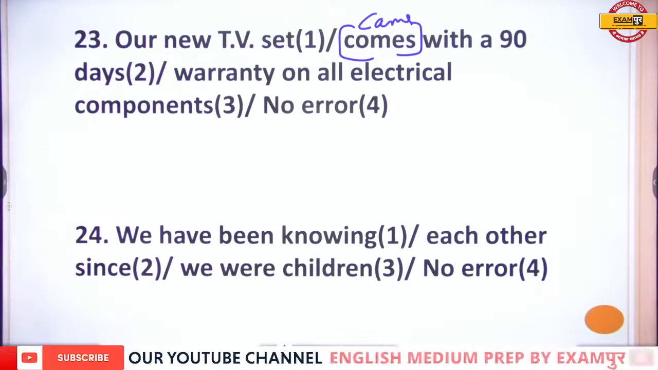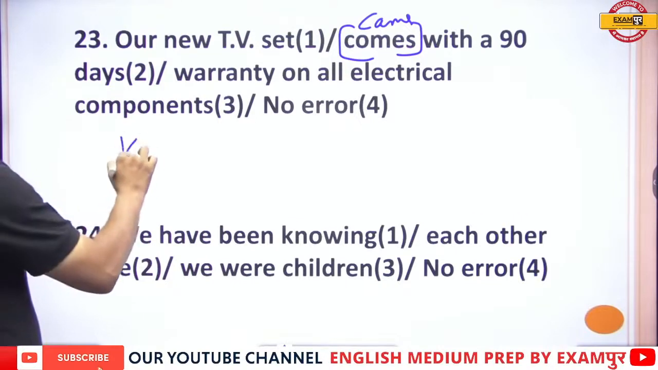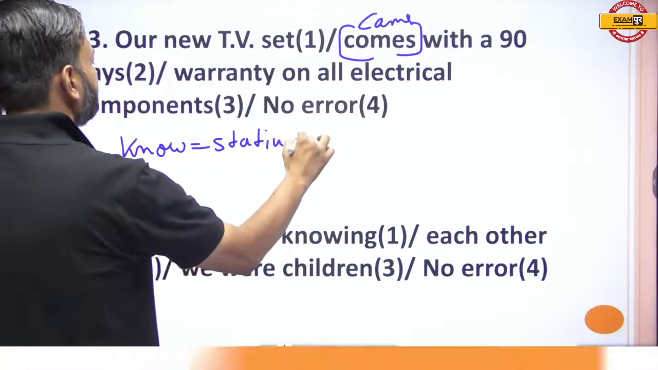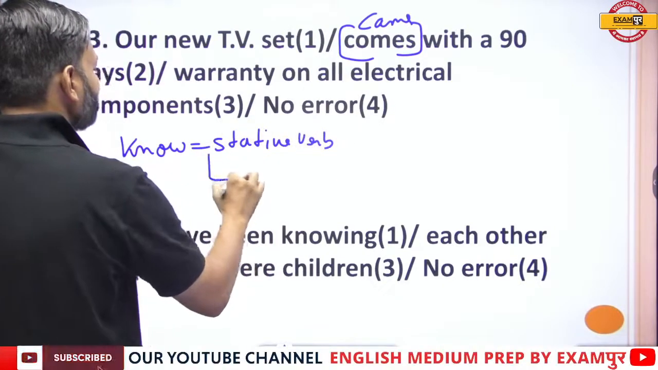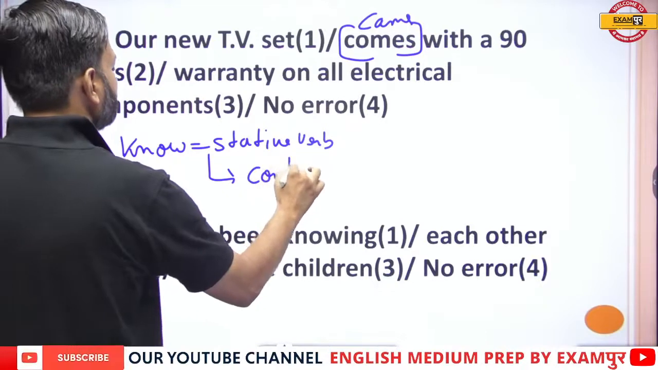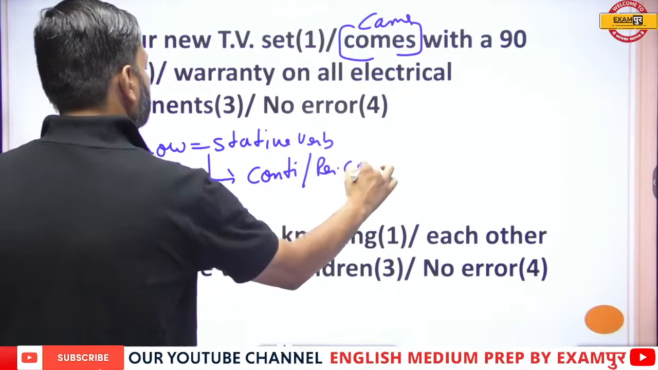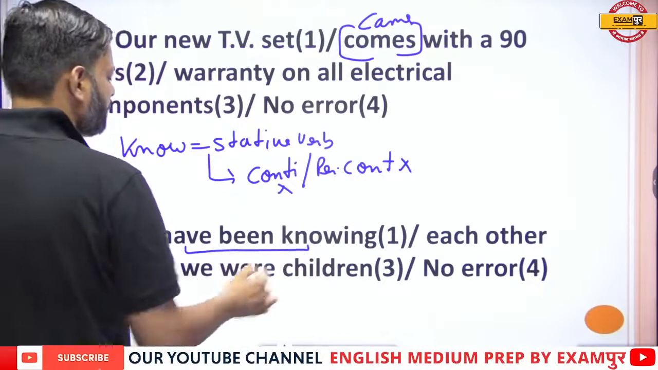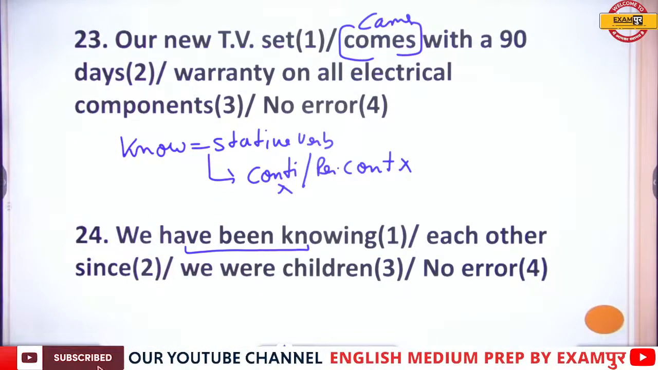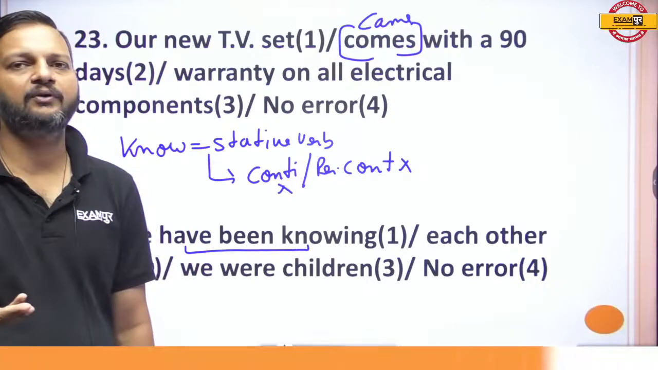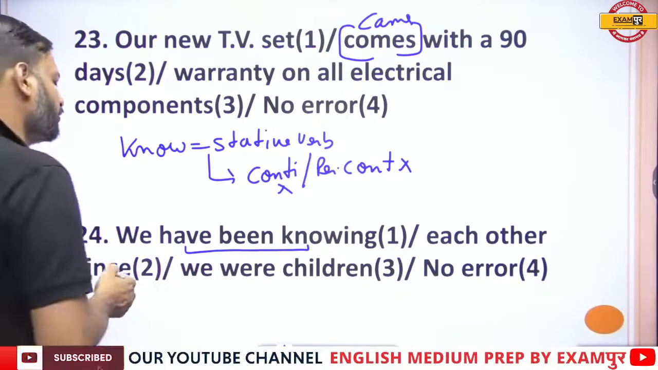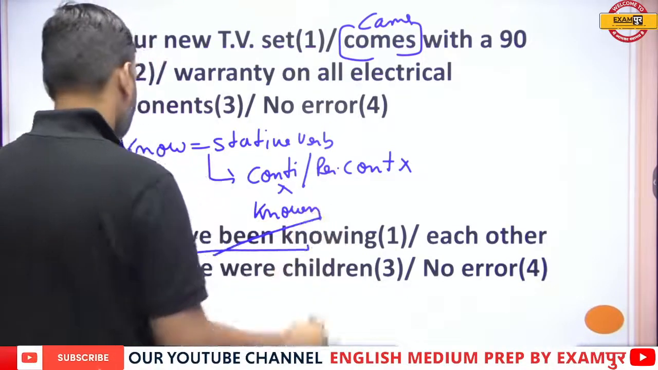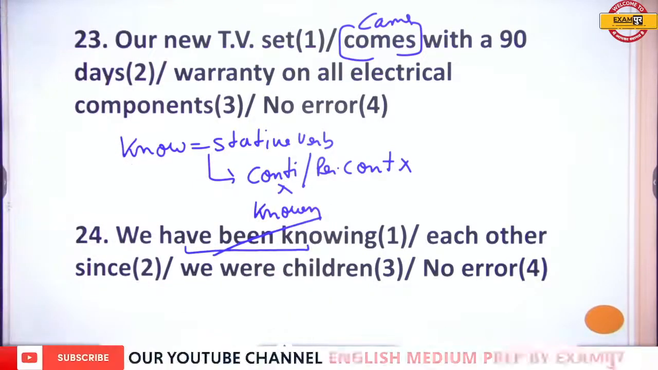Question number 24. We have been knowing. See, know is a stative verb. Okay, and a stative verb cannot be used in continuous or perfect continuous tense. So here the tense is perfect continuous, and knowing is a stative verb and thus cannot be used in continuous tense. So we have to change it into we have known. In place of knowing, we have to use known. We have known. Okay.